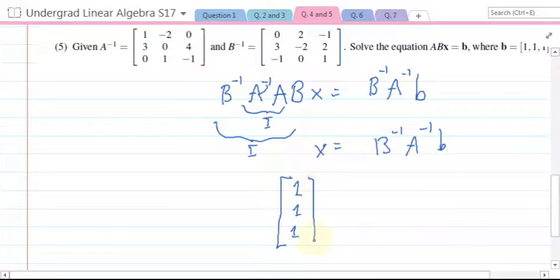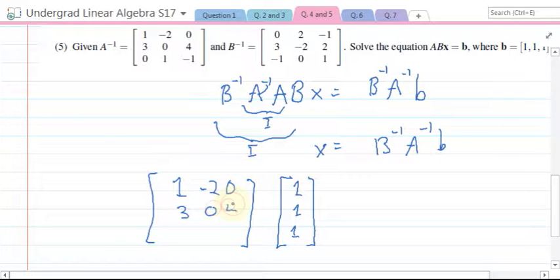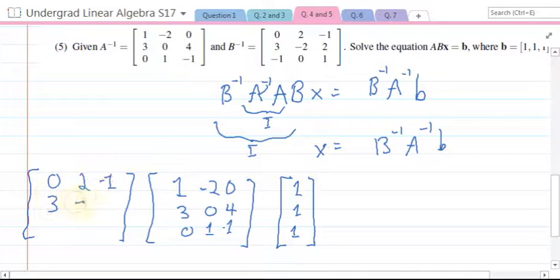and then multiply first by A inverse, which is this one, 1 minus 2, 0, 3, 0, 4, 0, 1 minus 1, and then by the matrix B inverse, which is here. 0, 2 minus 1, 3 minus 2, 2, minus 1, 0, 1.